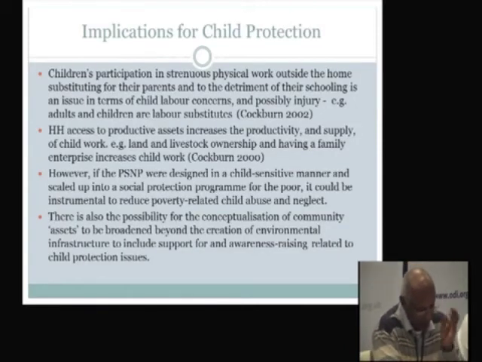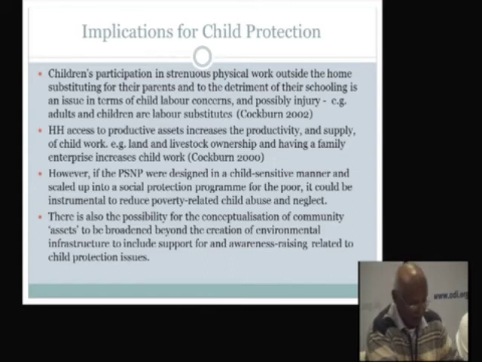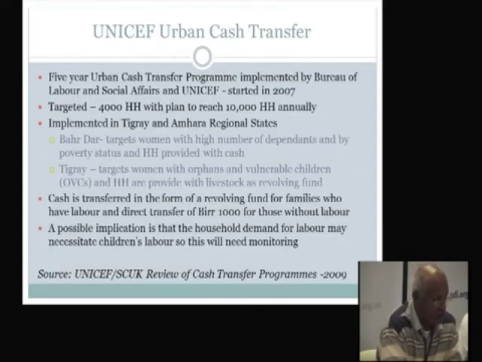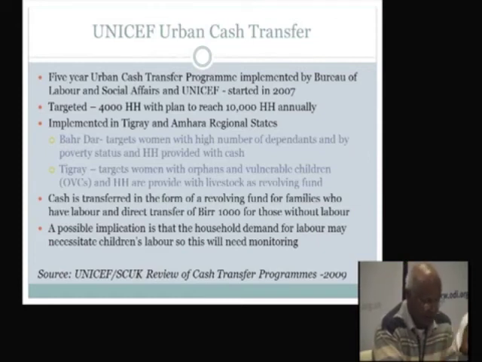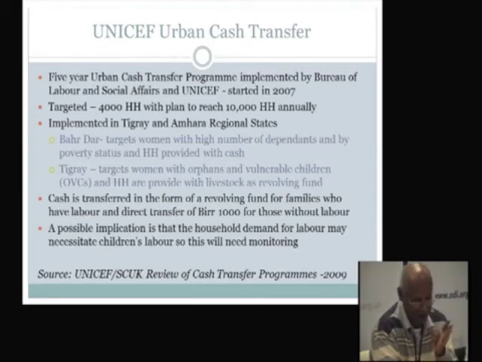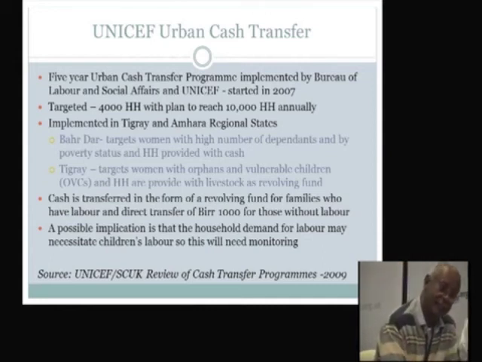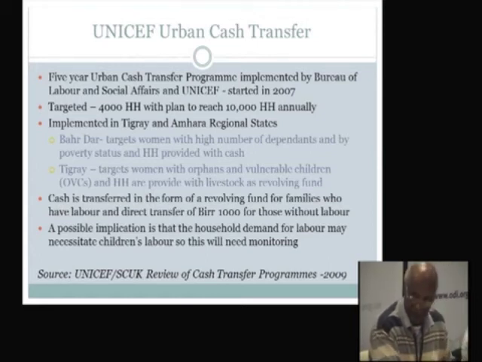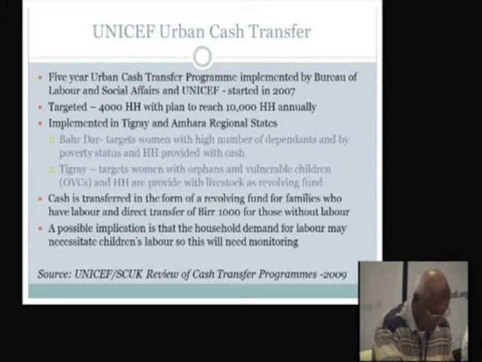Another social protection program to mention is the UNICEF Urban Cash Transfer program, which is addressed to urban children. But the targeting differs. It is implemented in two regions, in Tigray and in Amhara. In one region, it targets orphan and vulnerable children, and in the other, it targets households with the highest dependency rate, and the status of the household in terms of the severity of poverty.